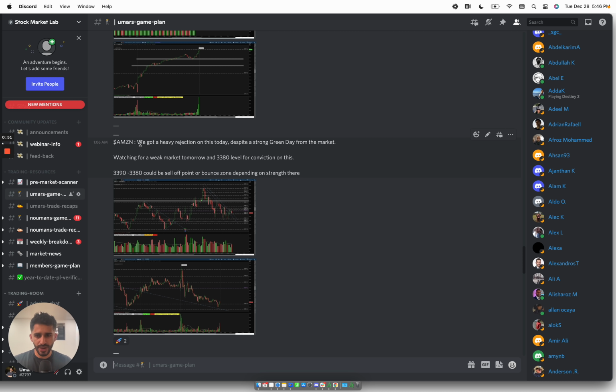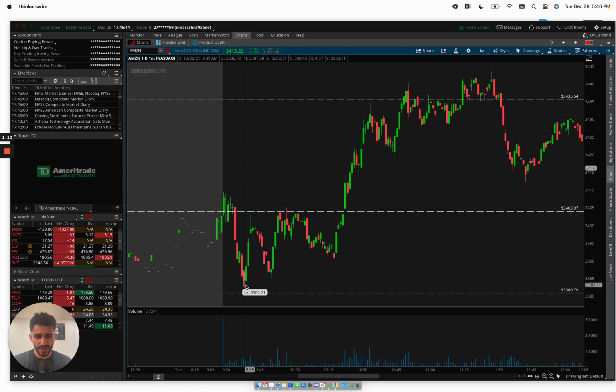Last night I put Amazon on my watch list, showcasing that we had a heavy rejection on this today, despite a green day from the market. Watching for a weak market tomorrow and a 3380 level for conviction. 3390 to 3380 could be a sell-off point or a bounce zone depending on strength. Today around 3380, you can see we got multiple bounces and nice conviction for continuation. Obviously this started moving up pretty nice.